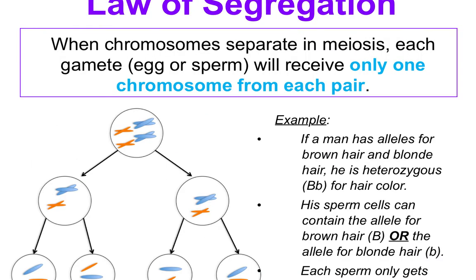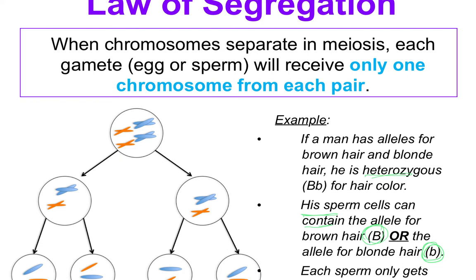In the law of segregation, chromosomes separate in meiosis. Each gamete, egg or sperm, will receive only one chromosome from that pair. So the chromosomes independently assort from each other. If a man has an allele for brown hair and blonde hair, he is heterozygous, right? But his sperm cells can contain either that big B or that little b. So each sperm is only going to get one allele. It's going to independently assort from the other chromosomes.